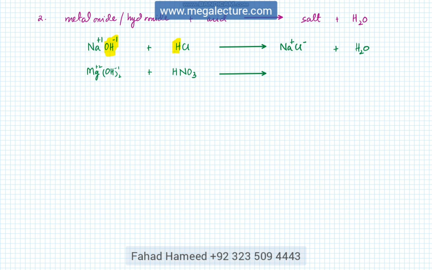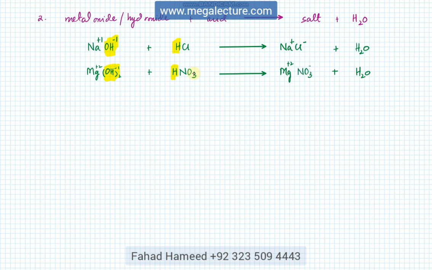And again, the same thing is going to happen. The H plus 1 from the acid and the OH minus 1 from the base, they're going to combine and they would end up forming H2O. So you get an H2O molecule. And what's left is your salt. So what is left? It's magnesium ions and nitrate ions. Mg plus 2 is left. And NO3 minus 1 is left.